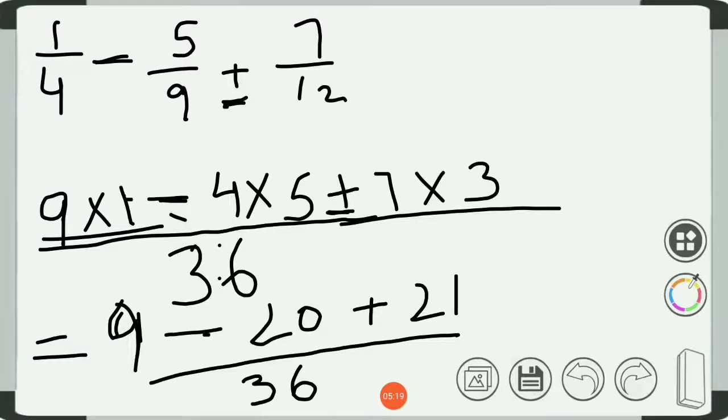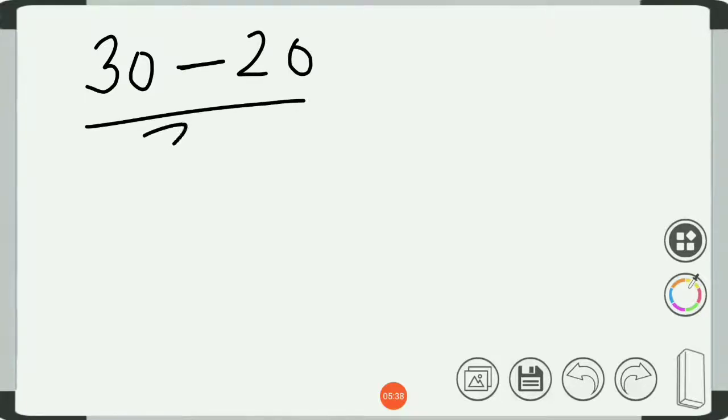Now what do you have to do? This is plus, this is also plus. First do the addition, then subtraction. 21 plus 9, 30, minus, put the minus sign. Why? Because 20 is with the minus sign. 30 minus 20 upon 36. It is equals to 10 upon 36.